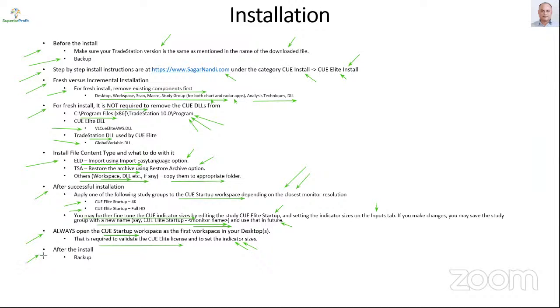And after installation is complete, also back up once. You may validate first that everything is working as expected, and then back up once for two reasons. If anything goes wrong, you may restore from the backup. And also if you are going to use QElite on a different computer, you may restore from the backup on the second computer. You don't have to go through all the installation steps one by one again. These are the steps for installation. Let's do that one by one.